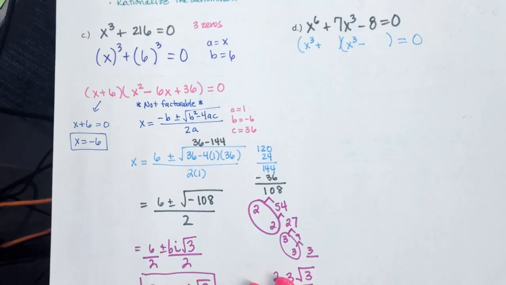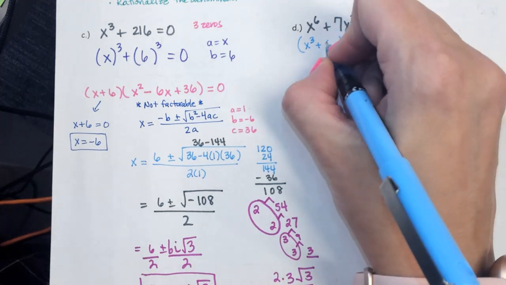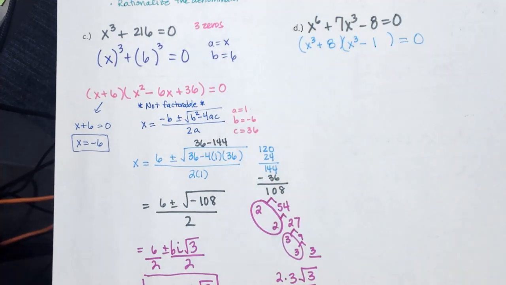Okay, so how can I multiply to 8 but add to 7? 8 and 1. So 8 is positive, 1 is negative. We have 2 cube patterns. So, yay.